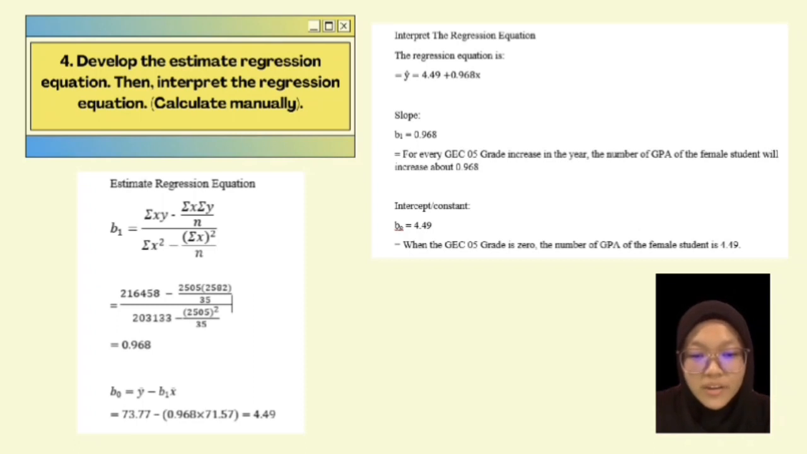0.968x. For the slope, b1 equal 0.968, which means for every 0.5 grade increase in DAC05, the GPA of the female student will increase by about 0.968. While the intercept, which is the constant, b0, equal 4.49. When the DAC05 grade is 0, the GPA of the female student is 4.49.